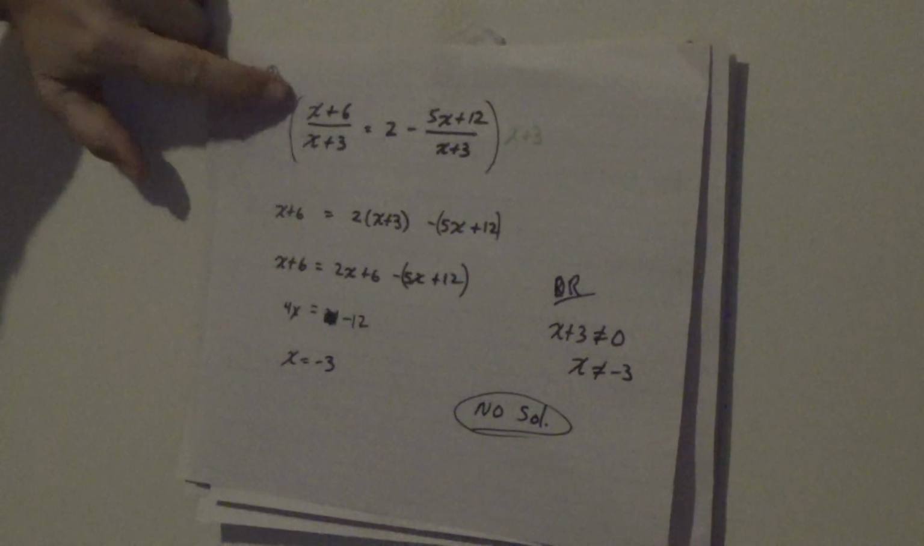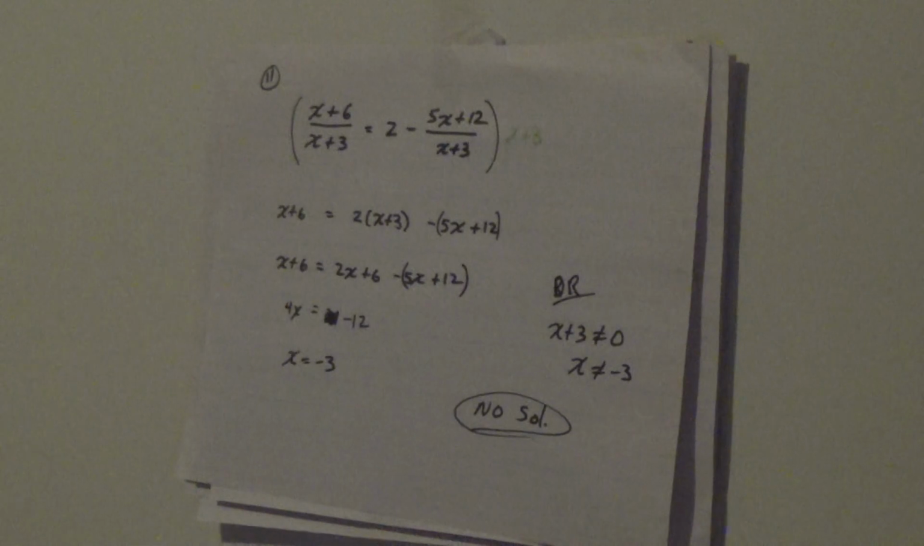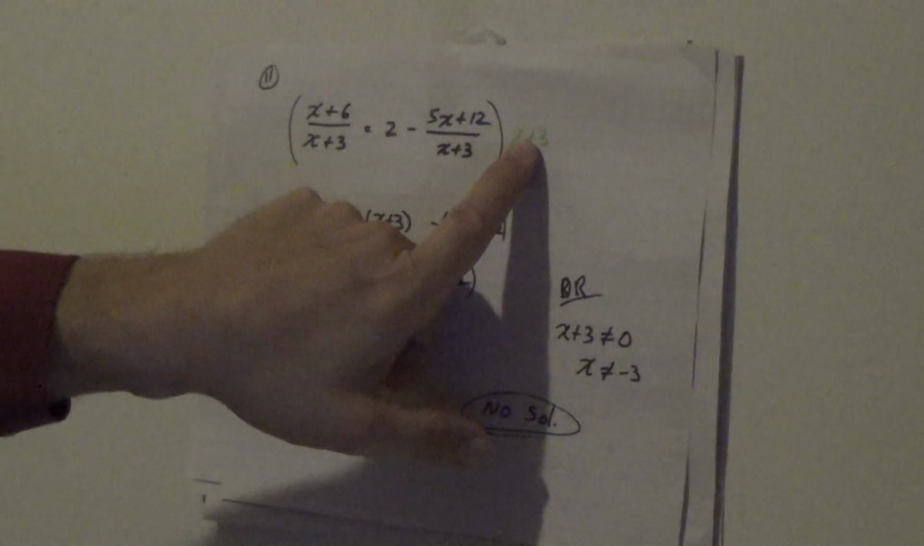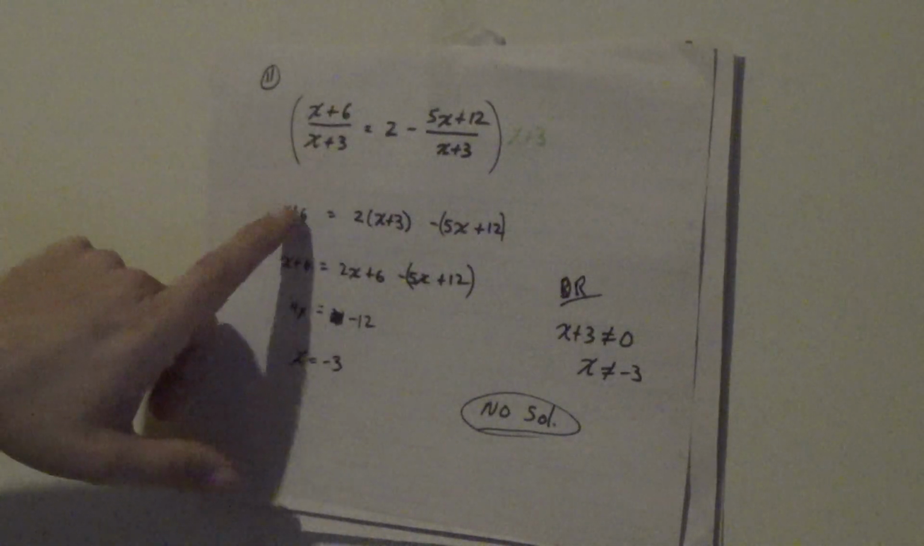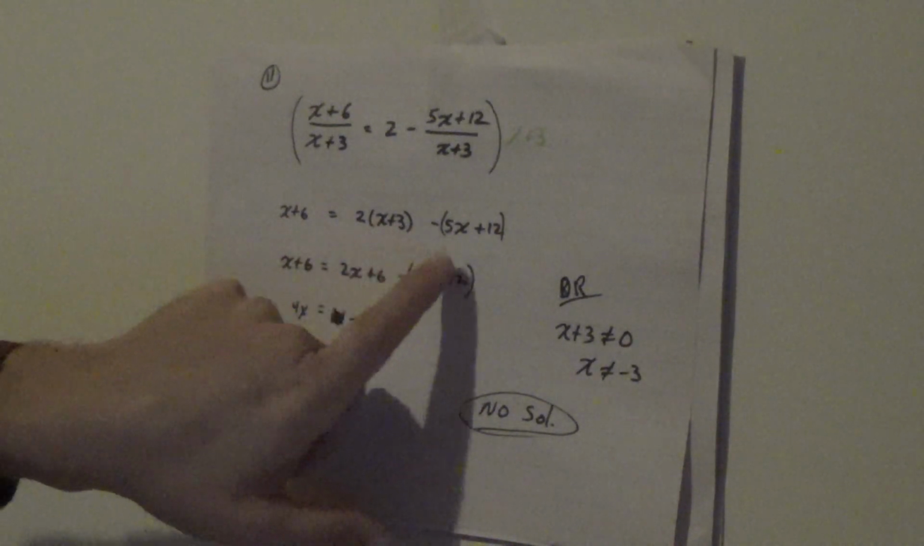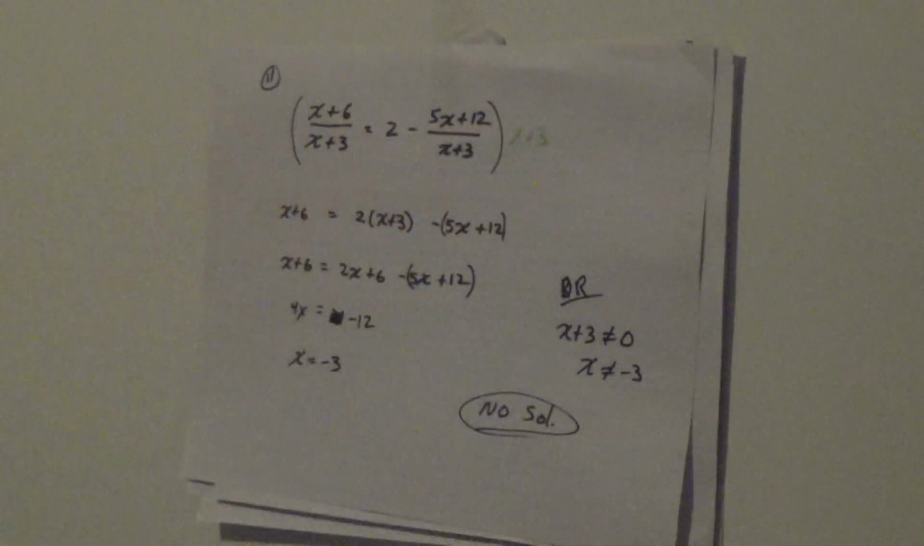So here we have (x plus 6) over (x plus 3) equals 2, minus (5x plus 12) over (x plus 3). Nice, easy common denominator there of x plus 3. We'll multiply that through and then cancel, and we get x plus 6 equals 2 times (x plus 3), and minus the quantity of 5x plus 12. You're subtracting that whole numerator.